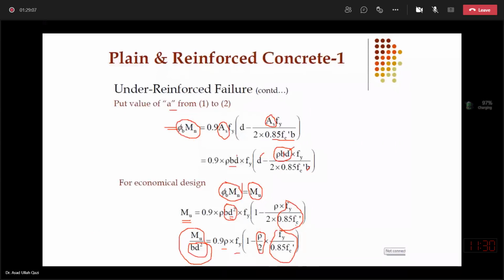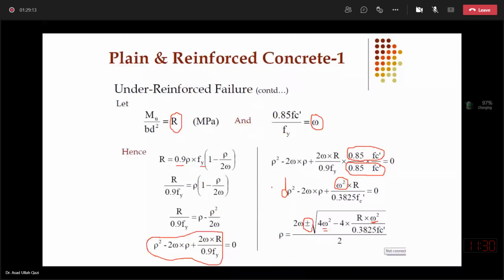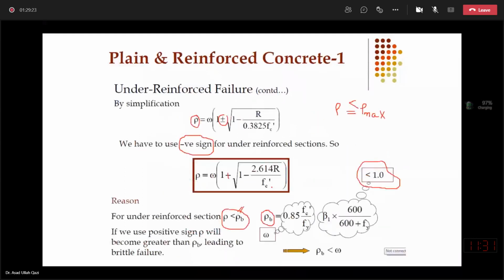and after simplifying we got a quadratic equation of rho, and out of the roots one root has been selected which will give me the rho definitely less than rho balanced, and in a way I will be in the domain which is desirable.